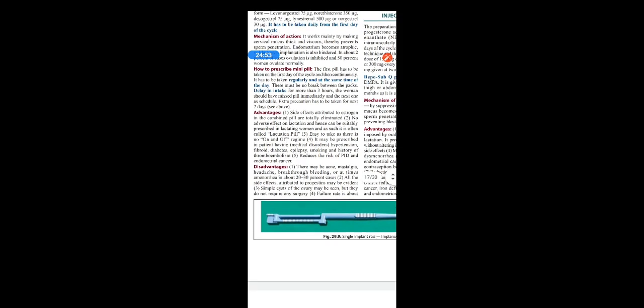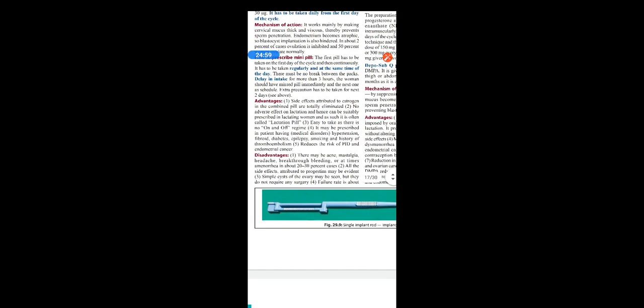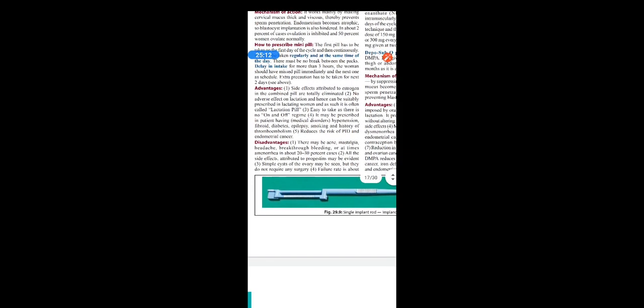Advantages. What are the advantages of mini pills or progesterone only pills? The side effects attributed to estrogens in the combined pills are totally eliminated. So the side effects because of estrogen are totally eliminated here. No adverse effects on lactation, and hence can be suitably prescribed in lactating women, and as such it is also called as the lactational pill. POP mini pill is also called a lactational pill because it can be prescribed in lactating women.